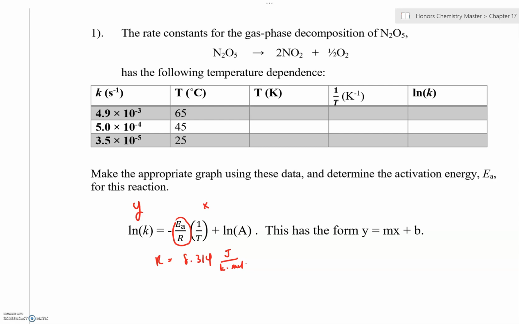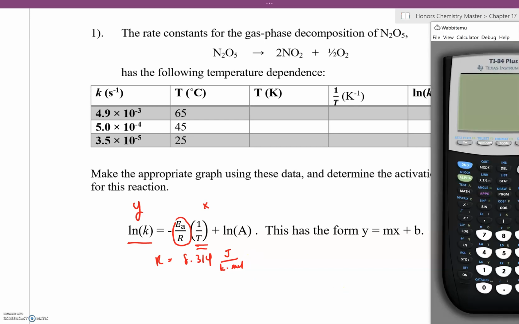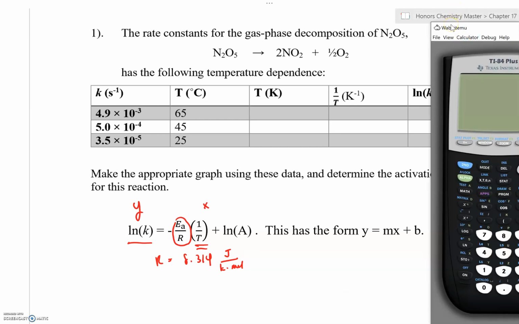So if we know the change in the natural log of k, and if we know the change in the inverse of temperature, we can find the slope and solve for activation energy. So I'm going to let my calculator do all the heavy lifting on this guy.